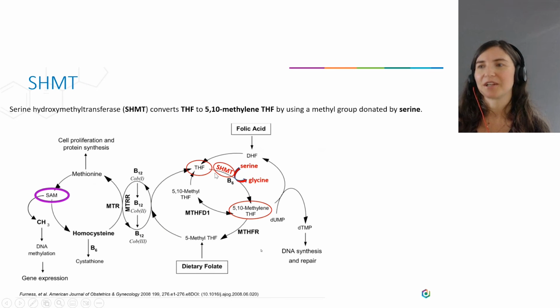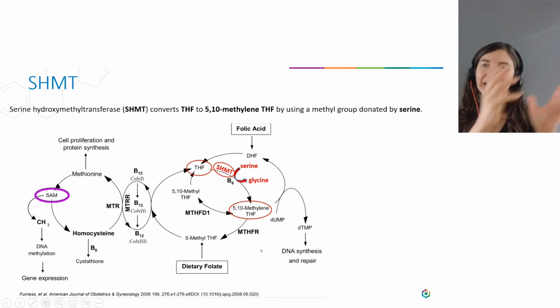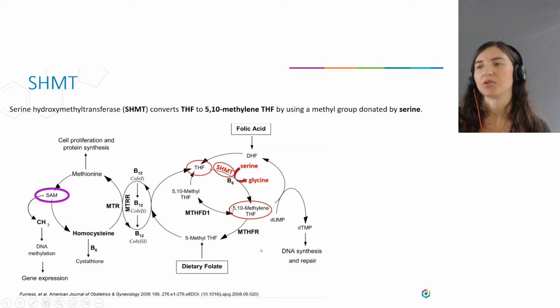Okay. So, there's another way that tetrahydrofolate can convert over to 5,10 methylene tetrahydrofolate, and that's through the serine hydroxymethyltransferase enzyme encoded by SHMT. What SHMT does is it takes a methyl group from serine. So it says, thanks, serine. And it puts that methyl group on tetrahydrofolate, turning it into 5,10 methylene tetrahydrofolate. And serine, since it loses a methyl group, turns into glycine.